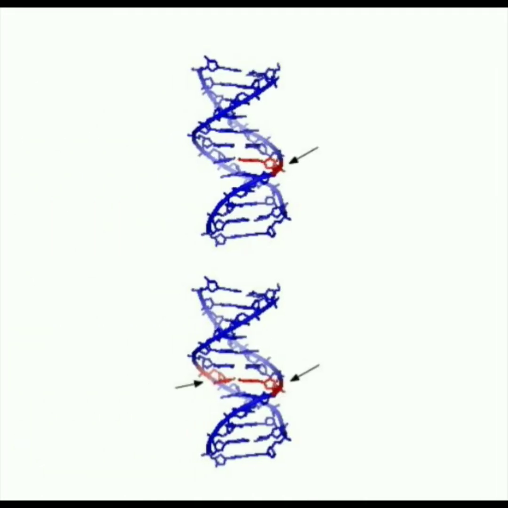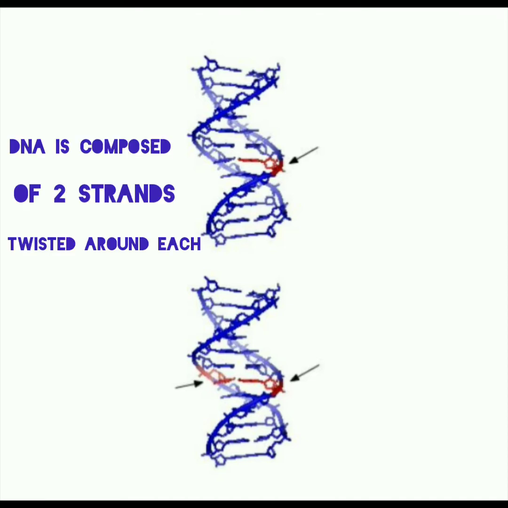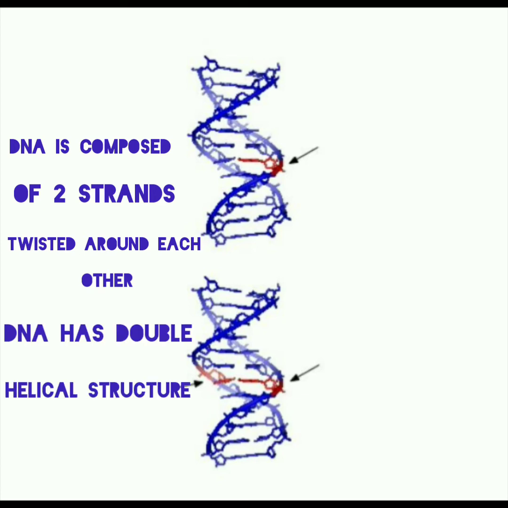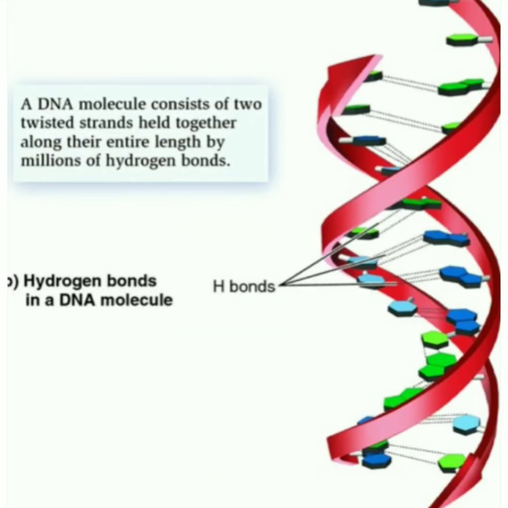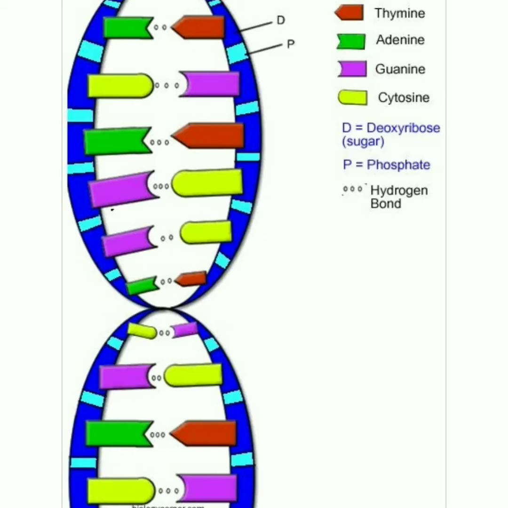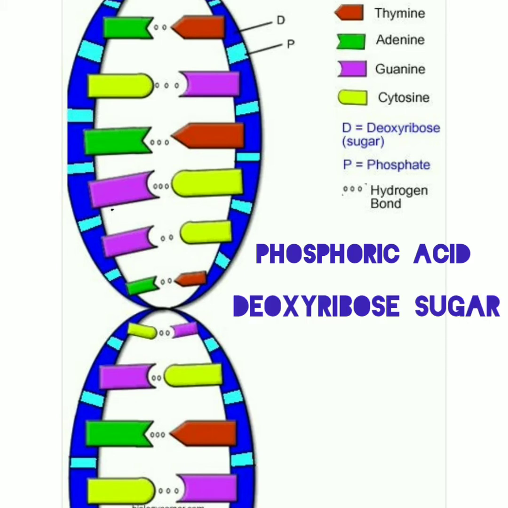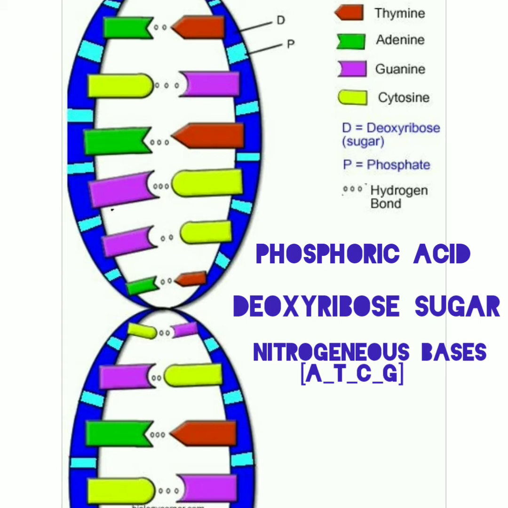We can see in this diagram that DNA is composed of two strands twisted around each other, so DNA has a double helical structure. The two strands connect with each other by hydrogen bonds and are made up of phosphoric acid, deoxyribose sugar, and nitrogenous bases. There are four types of nitrogenous bases: adenine (A), thymine (T), cytosine (C), and guanine (G).